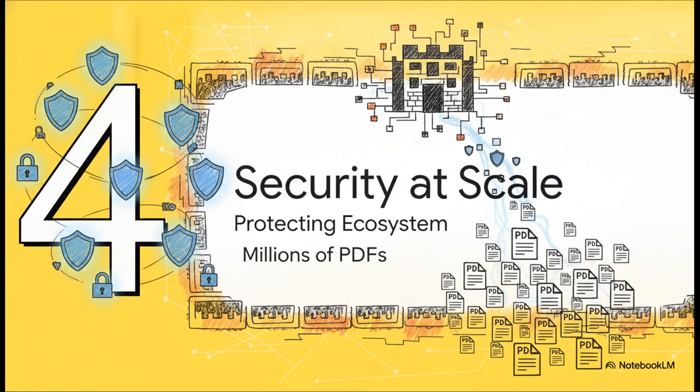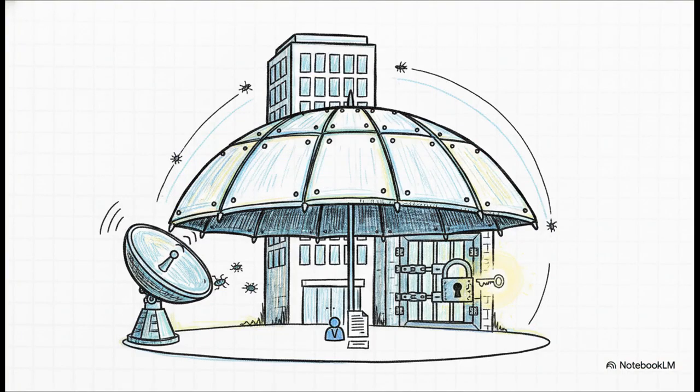Up next, Section 4, Security at Scale, Protecting the Ecosystem. Now we examine how a platform hosting millions of simple PDFs must simultaneously operate as an impenetrable fortress. While our user, SamRatP, simply uploaded a class file 3 years ago, the surrounding infrastructure is actively equipped to find vulnerabilities and stop secret leaks before they even start.